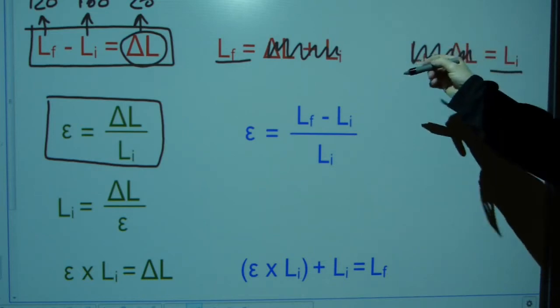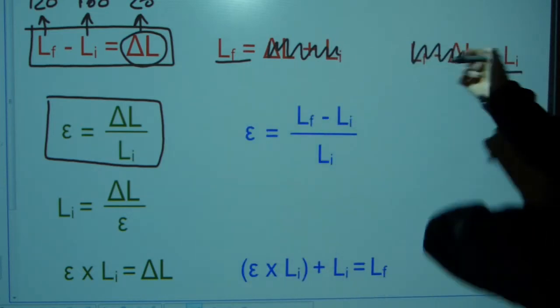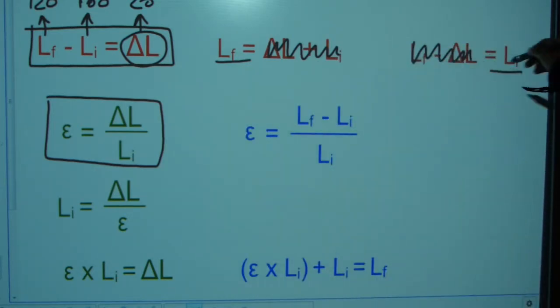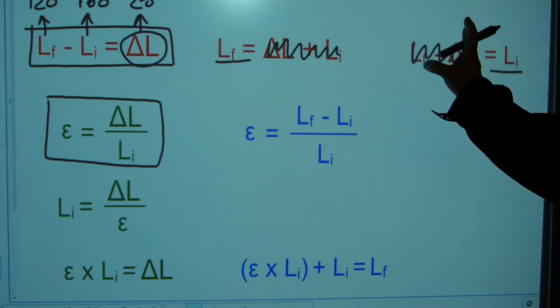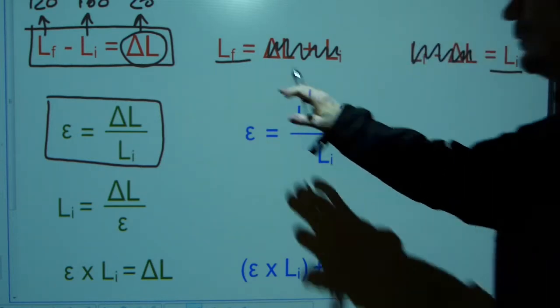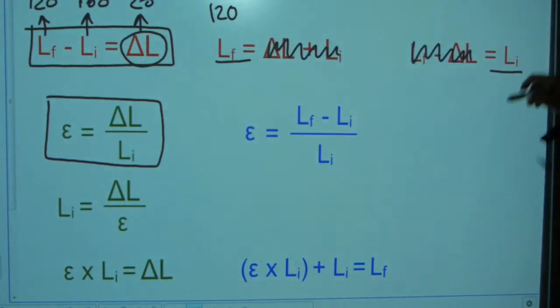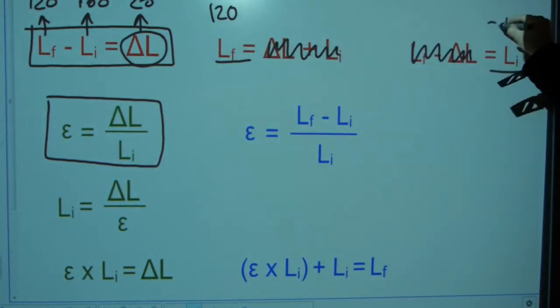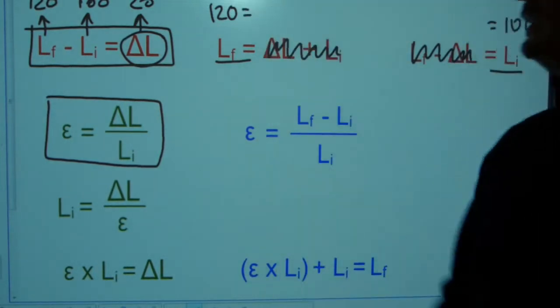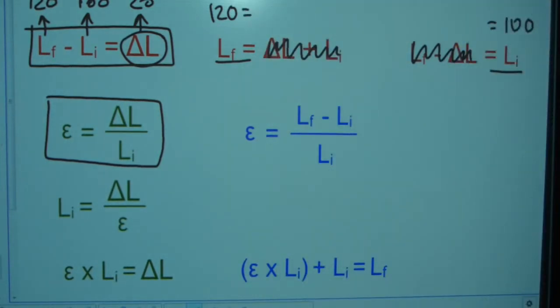Oh, math reads left to right, not back to front. Don't worry about it. If I write it backwards, don't worry about it. It's math. So that's step 2. Step 3. LF was 120, so you write down 120 there, and LI was 100, so you write down 100 there. 120 equals and 100 equals.